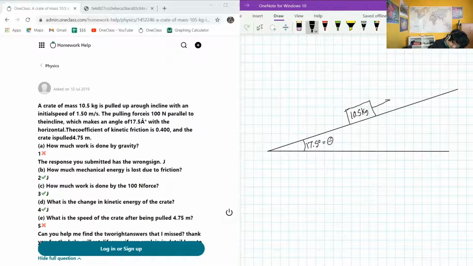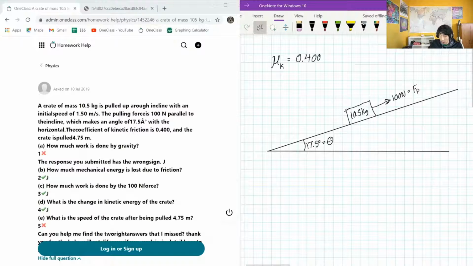And we know that it has an upwards force up here of 100 newtons. Let's call that FP for the pulling force. We know that the coefficient of friction is going to be kinetic friction because it said it was moving. So mu k is equal to 0.400. And the crate is pulled 4.75 meters.